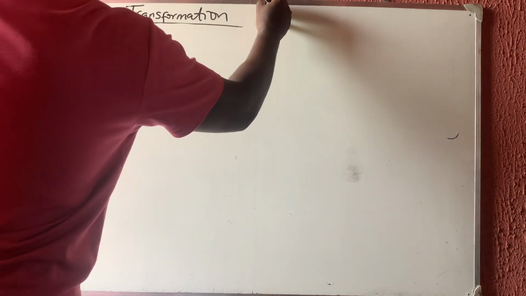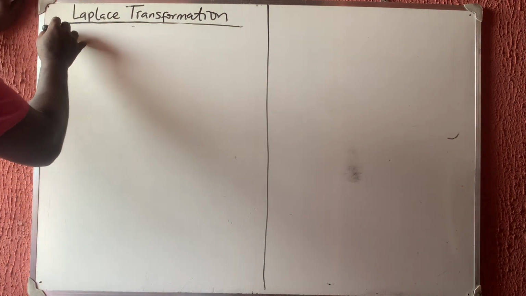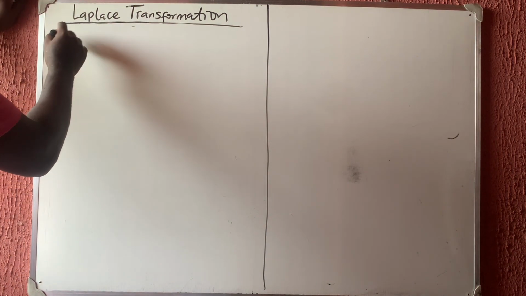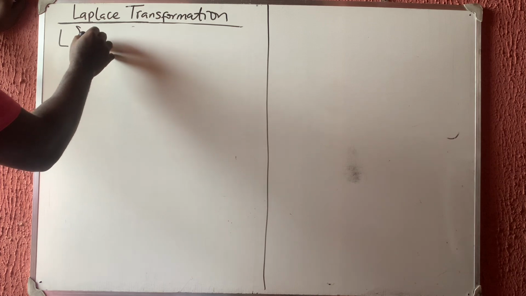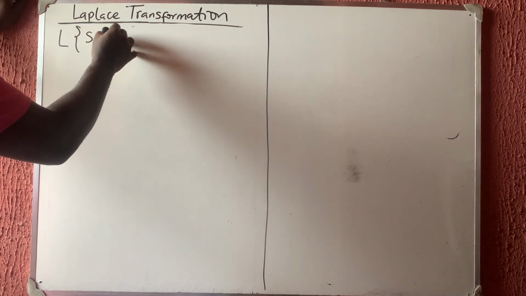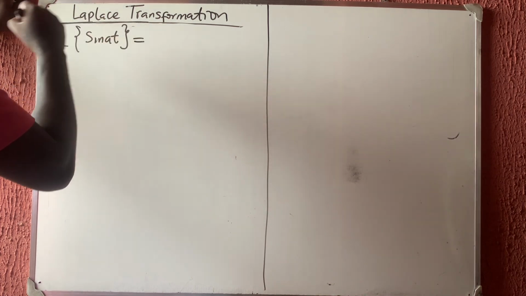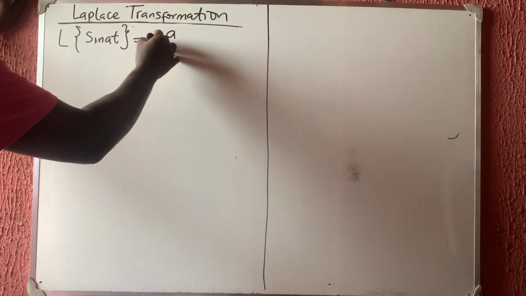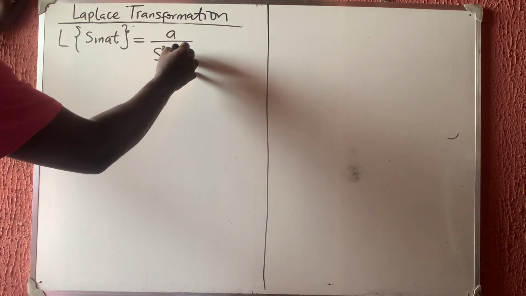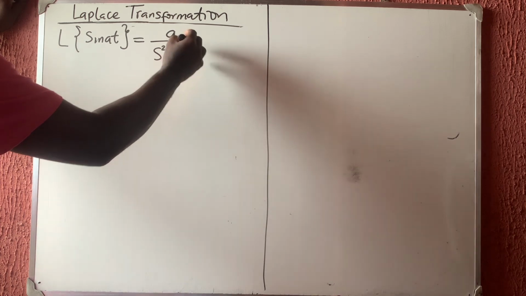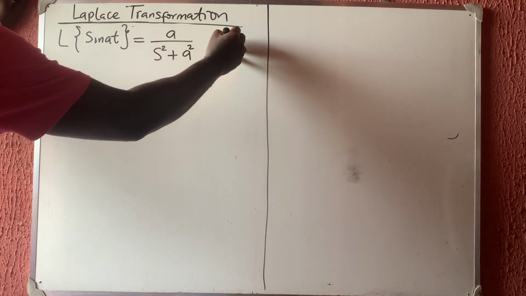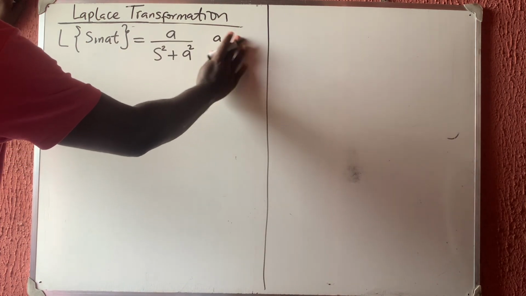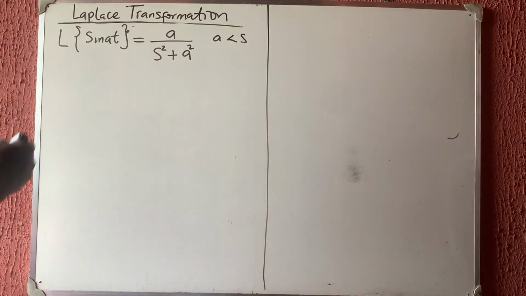In this video, we'll be talking about the Laplace transformation. We should prove that the Laplace transformation of sine at is equal to a over s squared plus a squared, provided that a is less than s, or s is greater than a. Now, I'm going to use two methods to solve that.